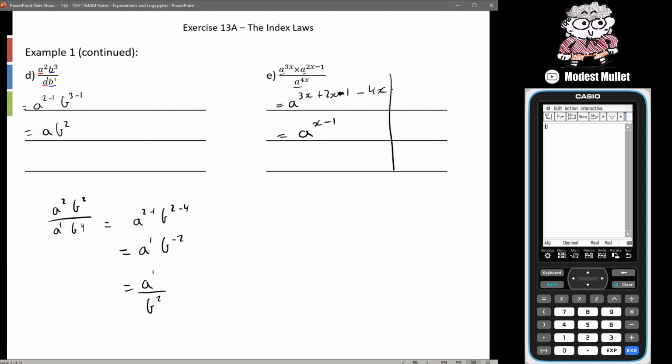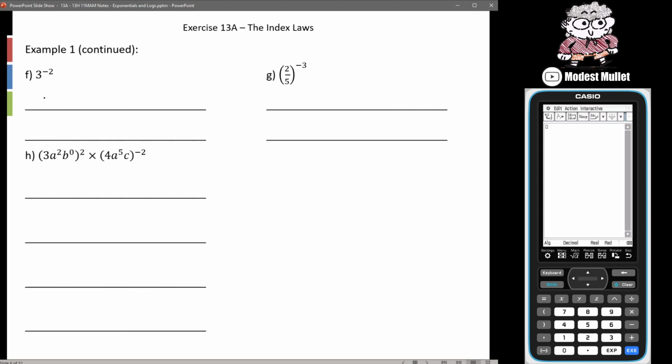The other way that some people might like to do this is to leave the A to the 4x on the bottom for now and simplify the top, so the top becomes A to the 3x plus the 2x minus 1, so we get A to the 5x minus 1, and then apply the second index law, which says A to the 5x minus 1 take away 4x, so we get A to the x take away 1, which is the same answer. So when we start to get into the more complex index problems where you're trying to solve them and there's lots of terms, there's normally a lot of ways to approach them. You might be able to apply law 1 first, or law 2, or whichever laws you're doing, but you should always get to the same answer.